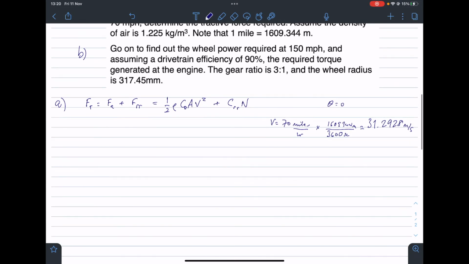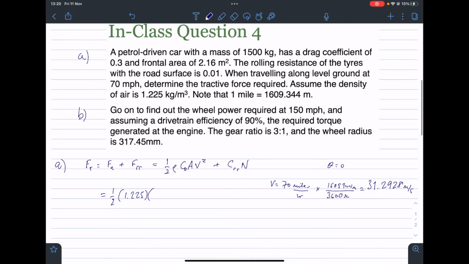So we can start plugging in some of the numbers. So F of T is going to be 1/2 times rho, 1.225, times CD, 0.3, times A, 2.16, times V squared, so that's 31.2928 squared. Plus rolling resistance 0.01 times the normal force, so that's mg, because we're on level ground.